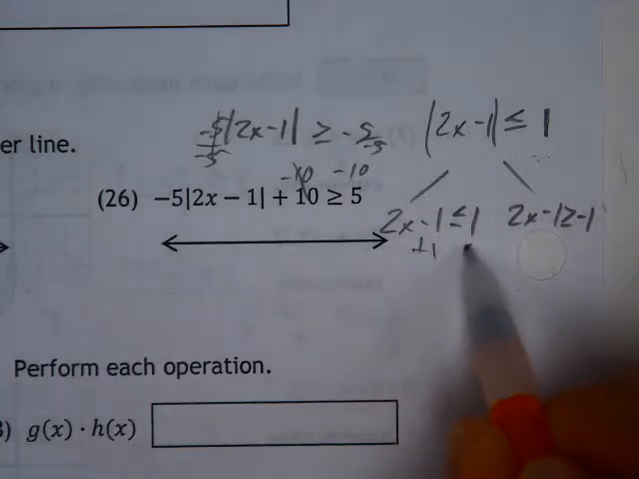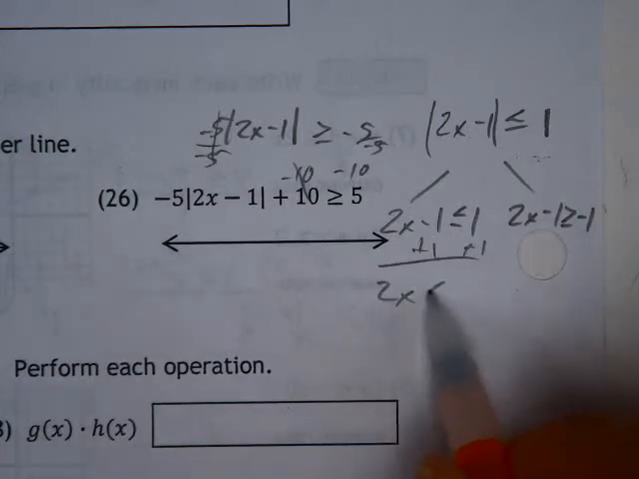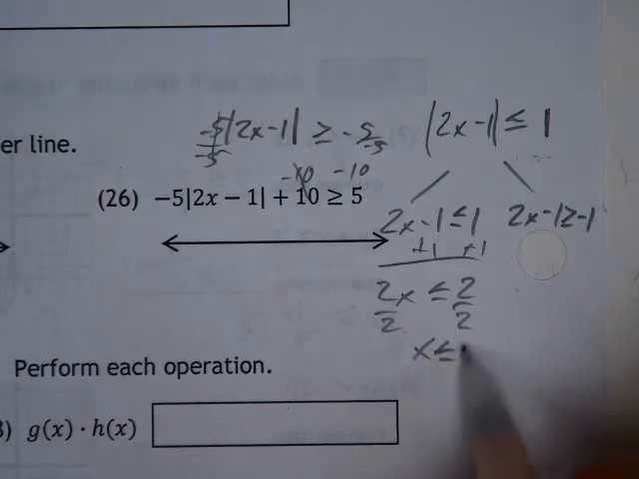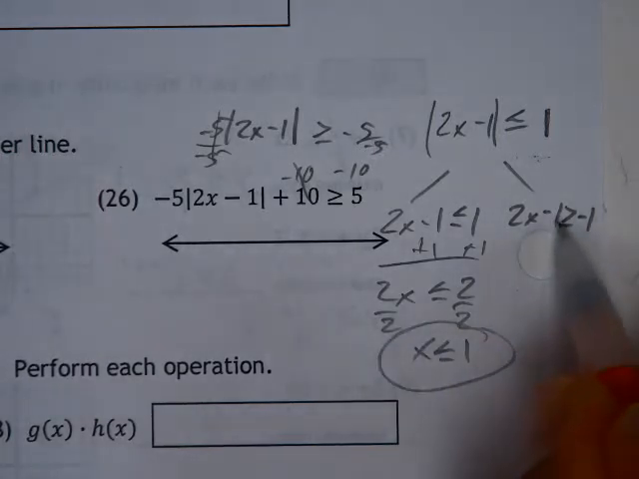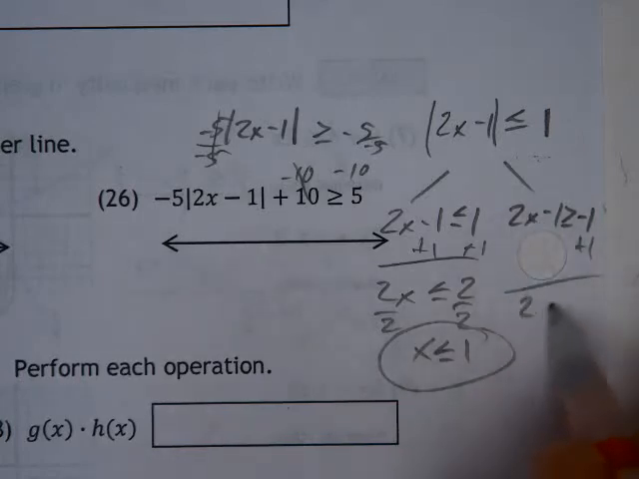I'm going to add 1 to both sides here. 2x is less than or equal to 2. X is less than or equal to 1. We add 1 here, and I got a 2x is greater than or equal to 0. Divide by 2, x is greater than or equal to 0.